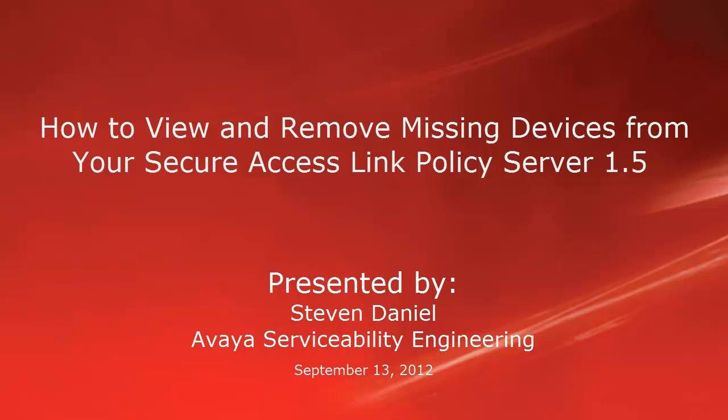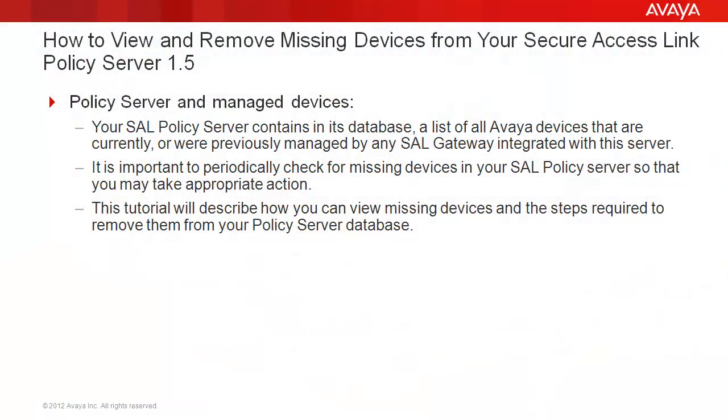This video will describe how you can view and remove missing devices from your Secure Access Link Policy Server 1.5. Let's discuss a few important points before we begin. Your SAL policy server contains in its database a list of all Avaya devices that are currently or were previously managed by any SAL gateway integrated with this server. For this reason, it is important to periodically check for missing devices in your SAL policy server so that you may take appropriate action. This tutorial will describe how you can view missing devices and the steps required to remove them from your policy server database.